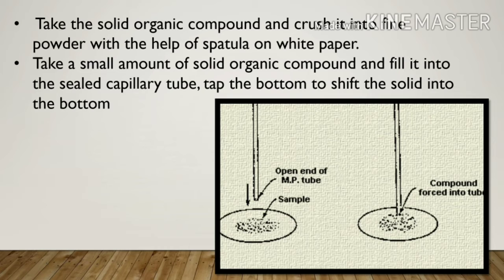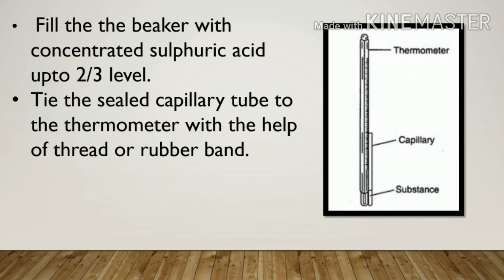And then take a small amount of the solid organic compound and fill it into the sealed capillary tube. Tap the bottom to shift the solid to the bottom, as you can see in the given figure. After that, take a beaker and fill it with concentrated sulfuric acid up to the 2/3 level, and then tie the sealed capillary tube to the thermometer with the help of thread and a rubber band.